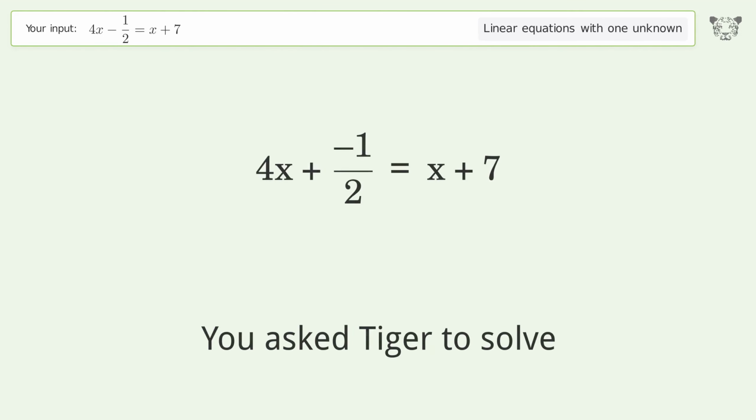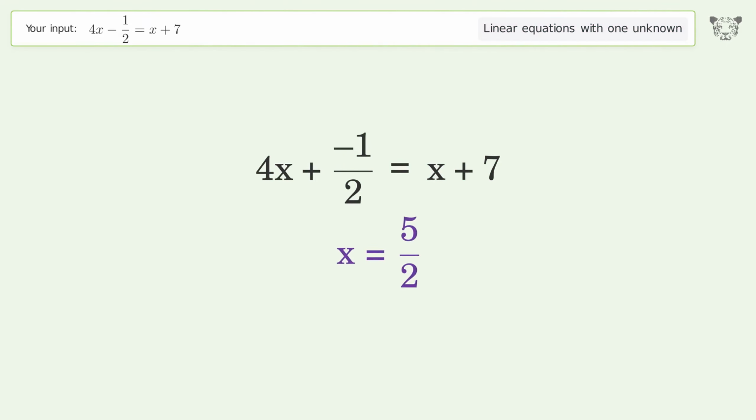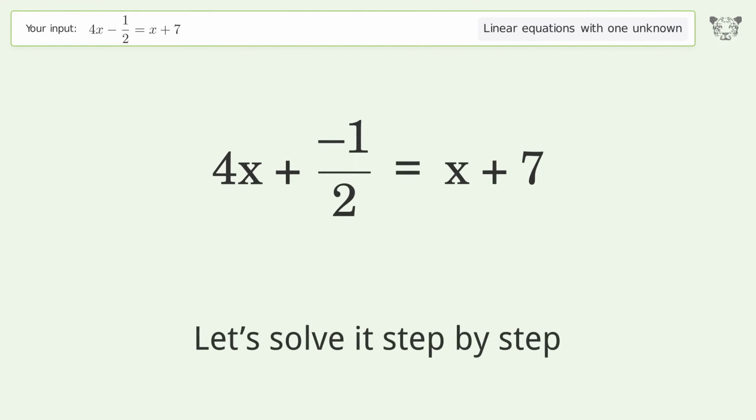You ask Tiger to solve this. It deals with linear equations with one unknown. The final result is x equals 5/2. Let's solve it step by step.